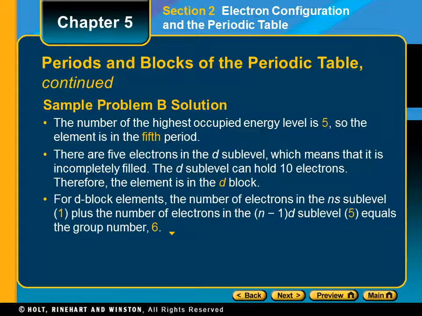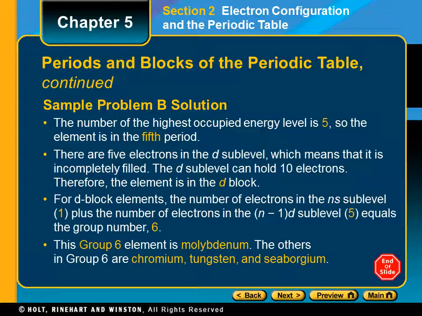For d block elements, the number of electrons in the ns sublevel, 1, plus the number of electrons in the (n-1)d sublevel, 5, equals the group number, 6. So we've just identified everything the question asks us to identify. This is a group 6 element, molybdenum. The others in group 6 are chromium, tungsten, and seaborgium.